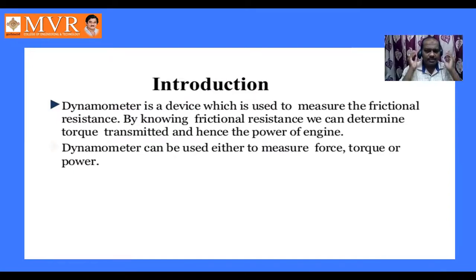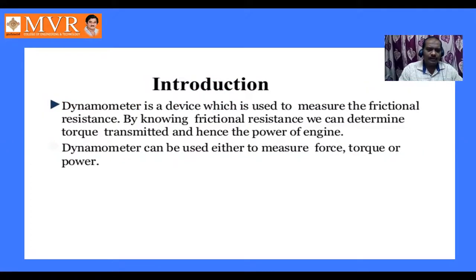A dynamometer is a device which is used to measure the frictional resistance. By knowing the frictional resistance, we can determine the torque transmitted and hence the power of the engine. I repeat once again, it is a device used to measure the frictional resistance. By knowing it, we can determine the torque transmitted and hence the power of the engine. How? Power of the engine is equal to torque into angular speed. This is the formula we already know.